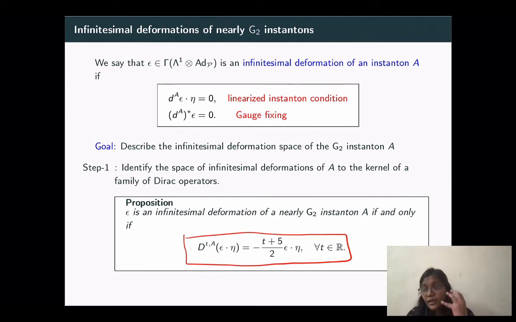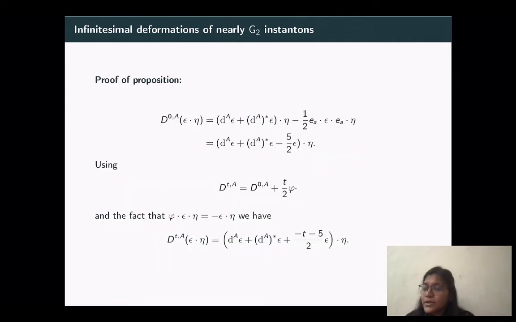So now we have identified this infinitesimal deformation to the, so I should not say kernel, the correct word is eigenspace, to be honest. So it should be an eigenspace of the Dirac operators, which in some situations is much easier to compute, as we will see in the homogeneous nearly G2 manifolds case. All right, so I'll just give a very brief proof of this proposition.